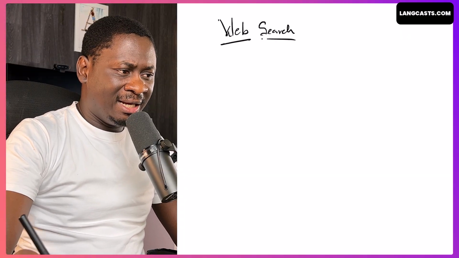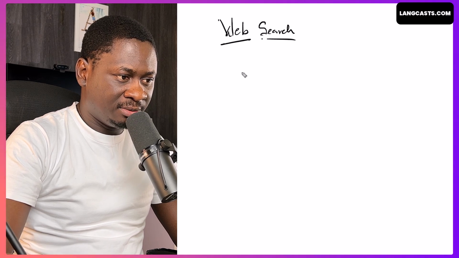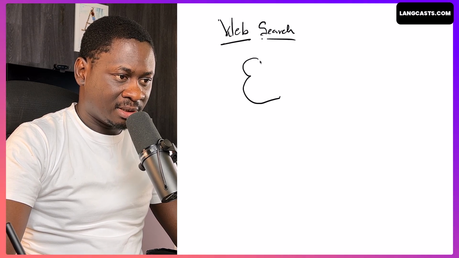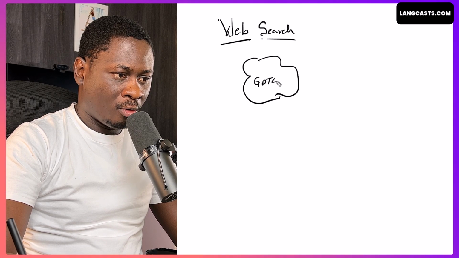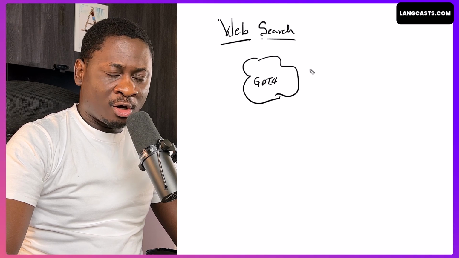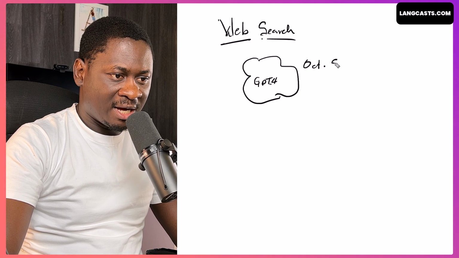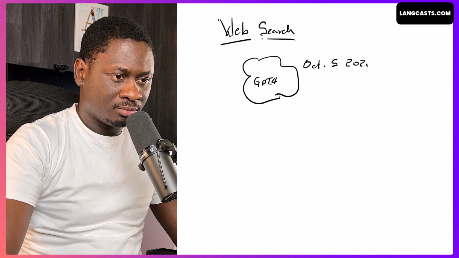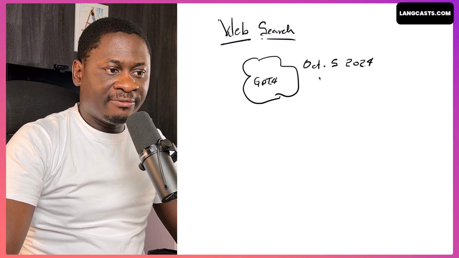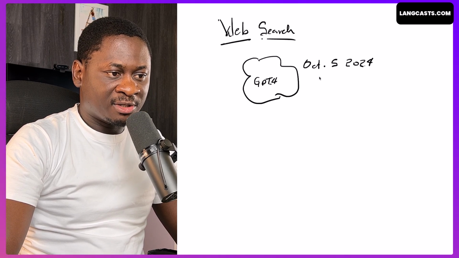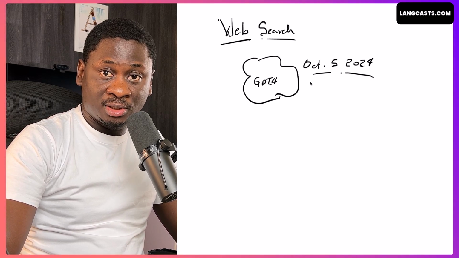As we all know, LLMs have a cutoff date with their training. So when an LLM is being trained, let's say this is an LLM, let's take it as a brain, and the LLM is GPT-4, it can have a cutoff date of, let's say, October 5, 2024. Now, what this means is that any piece of information that came out after this date is not going to be available to this LLM.